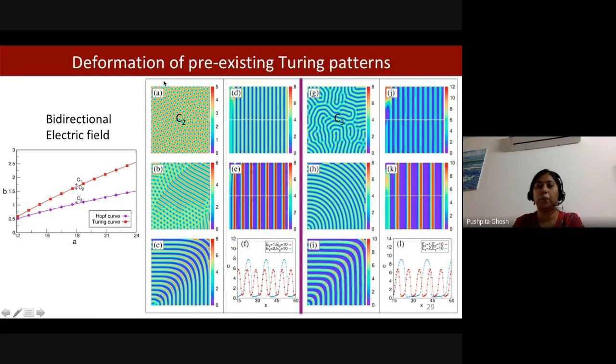Now we also look at how a pre-existing Turing pattern deforms under an electric field. As you see, the C2 points have spot-like structures, and they undergo a bidirectional electric field. When I change one of the field strengths to be high, it shows vertical stripes along that direction. Here we have chosen the y direction, and as I increase the electric field intensity, Ex and Ey, you can see a clear change of the wavelength. A similar phenomenon can be seen from point C3, which goes from the labyrinthine Turing pattern to similar vertical stripes, so here also we see the changes.